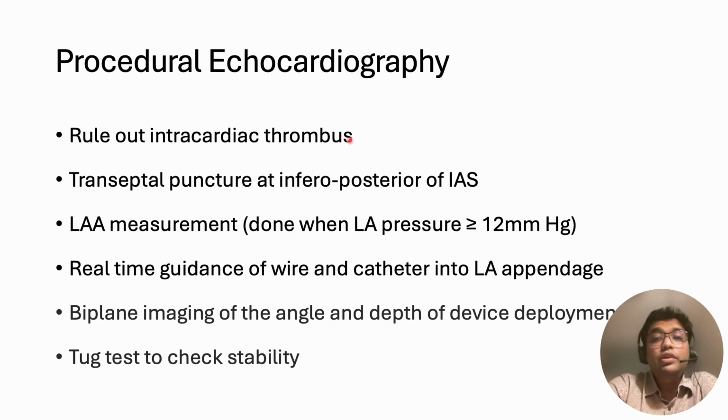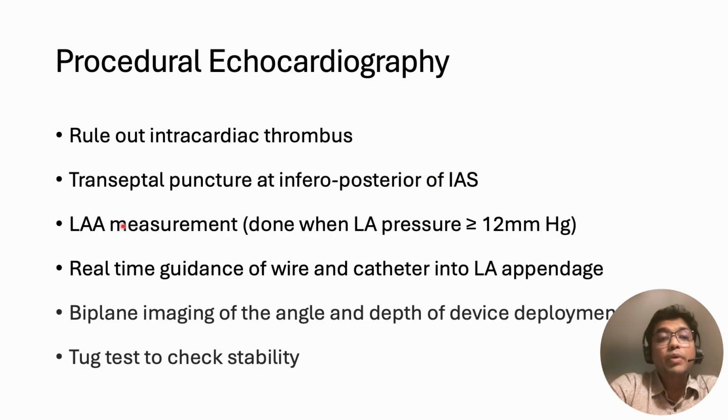So procedural echocardiography: first and foremost, you have to rule out if there is any intracardiac thrombus, and also if there is any thrombus in the left atrial appendage. That is a relative contraindication for immediate placement of the device. Number two is the transseptal puncture at the inferior posterior of the IAS.